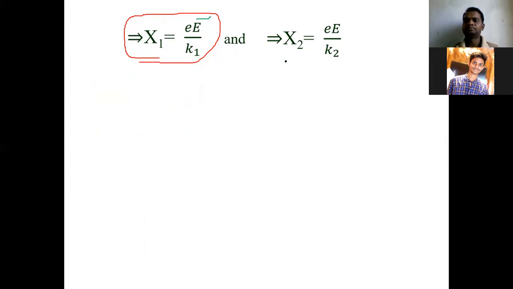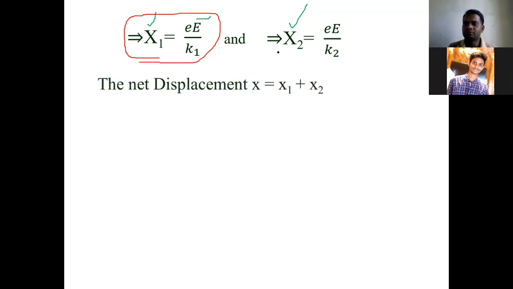This is the X1 value and this is the X2 value. What is X1? The displacement of the positive ion. What is X2? The displacement of the negative ion. What is the net displacement? X equals X1 plus X2. That is the next point: the net displacement X equals X1 plus X2.